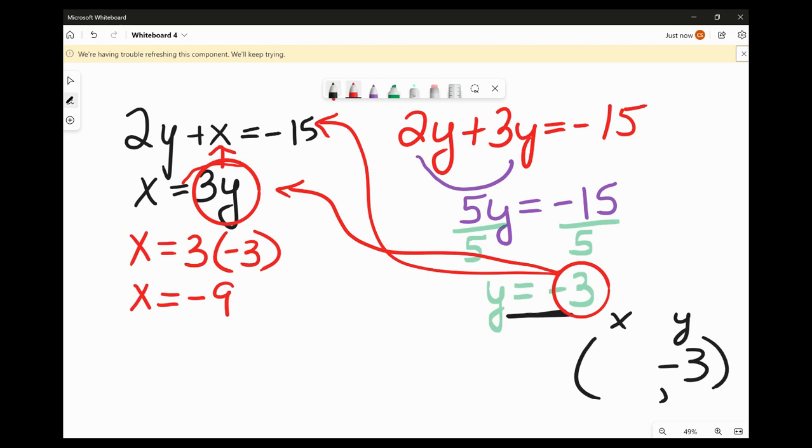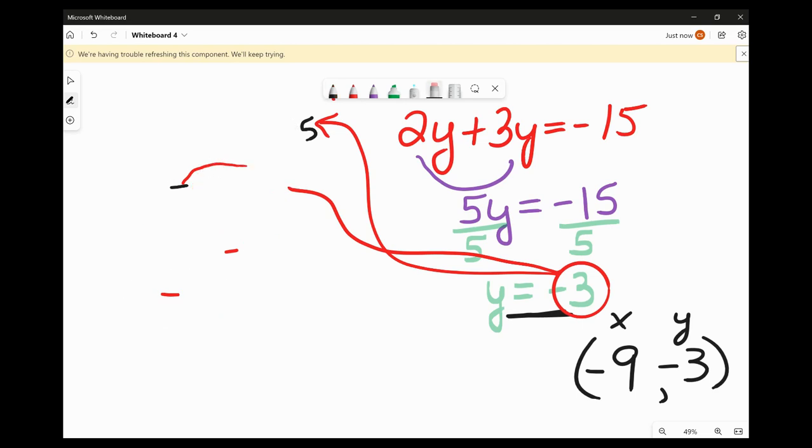And now that is my x coordinate that goes in here. So if I were to graph these lines, they would intersect at negative 9, negative 3. And that's how I would do that problem. Now I'm going to show you a few different kinds of problems. So let's get rid of this one.